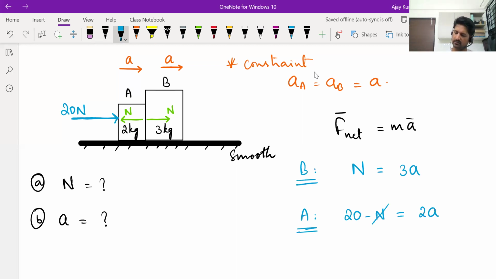So N is 3A, substitute that here. 3A goes to that side, you get 20 is equal to 5A. That means acceleration is 4 meters per second square. And the normal force between them is 3 times of acceleration, so 12 newtons.